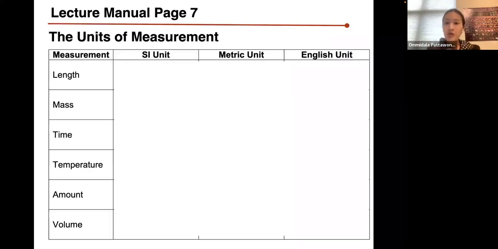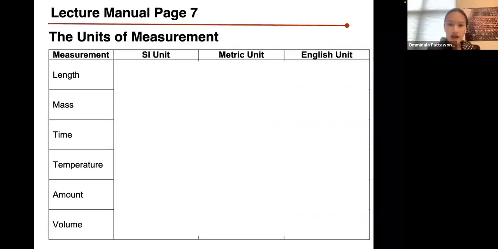The three unit systems we are going to learn today are, first, the International System of Units, or the SI unit. This unit is used most in science. The English unit is the unit that we use here in the US, and the metric unit is the unit that pretty much the rest of the world uses. First, let's take a look at length.